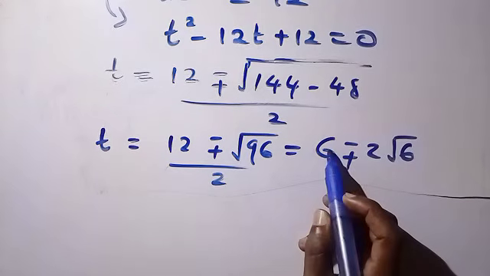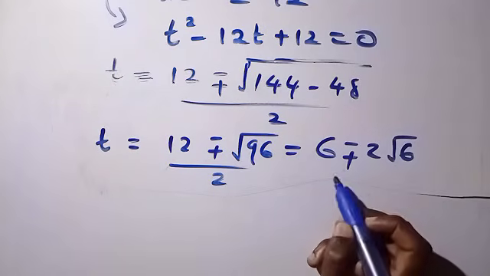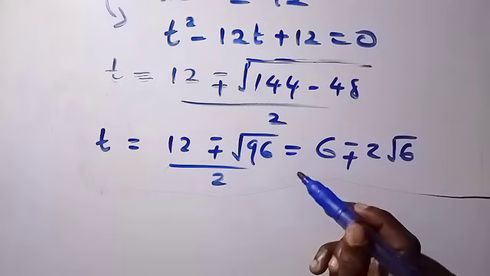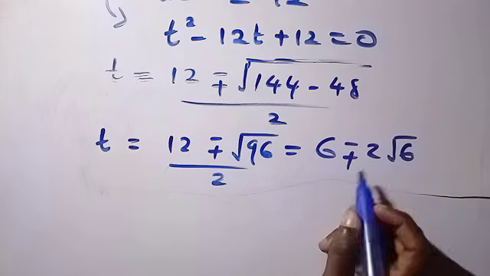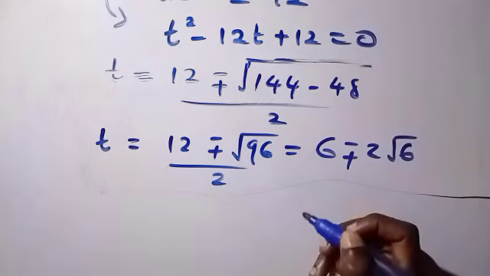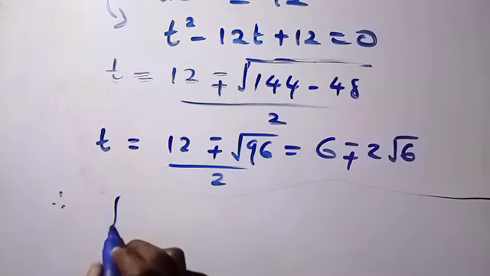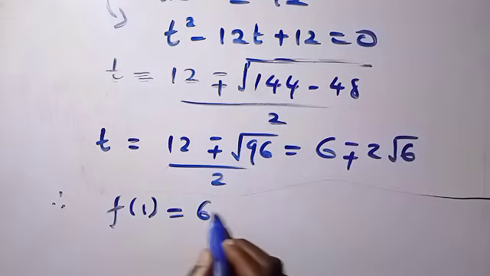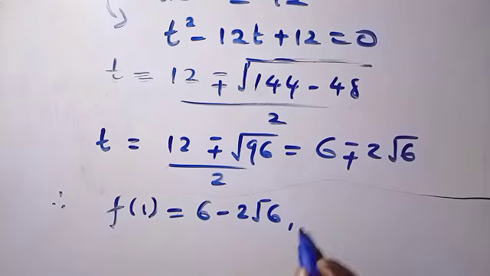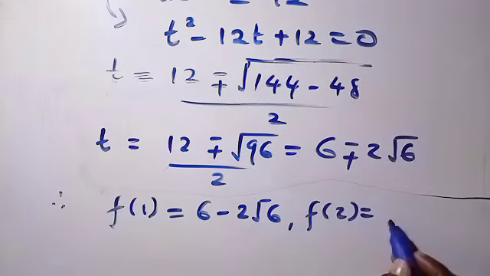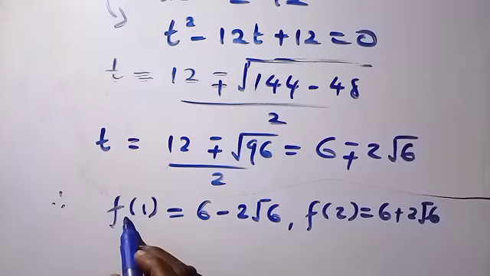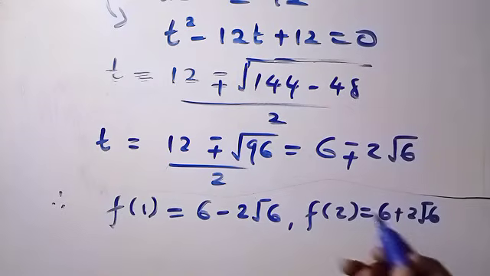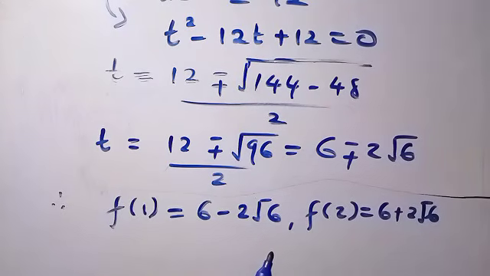So we first test for when a equals 6 minus 2 root 6. We use it to get b, substituting it into either of the two equations above. And also for 6 plus 2 root 6, we use it to get the other value of b. So either we have f of 1 equals 6 minus 2 root 6 and f of 2 equals 6 plus 2 root 6, or we have f of 1 equals 6 plus 2 root 6 and f of 2 equals 6 minus 2 root 6. So here are the two main things that we need.